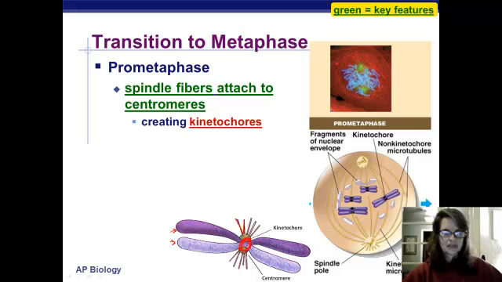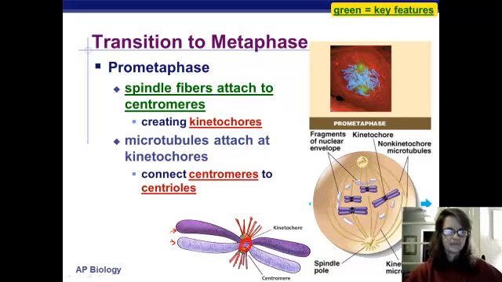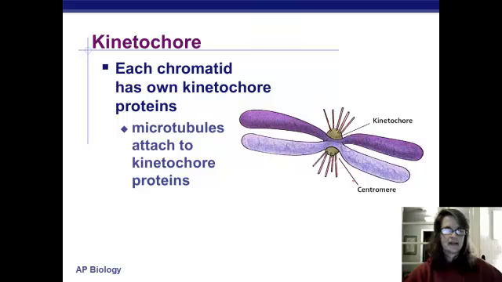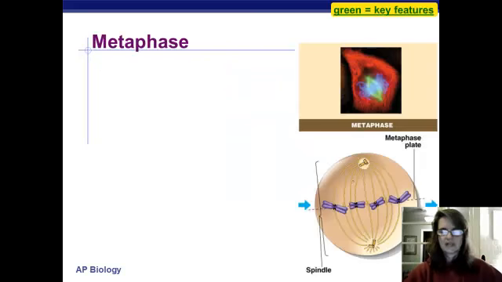There are little spikes of protein coming off called kinetochores, and the spindle fibers are going to attach to those so that the chromosomes can be moved around. Okay? Just kinetochore proteins, kind of like handles on the centromere.